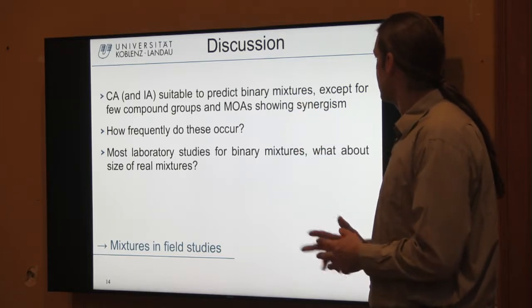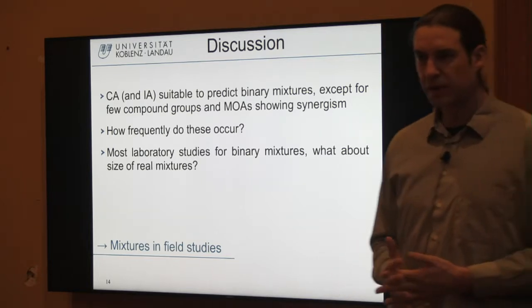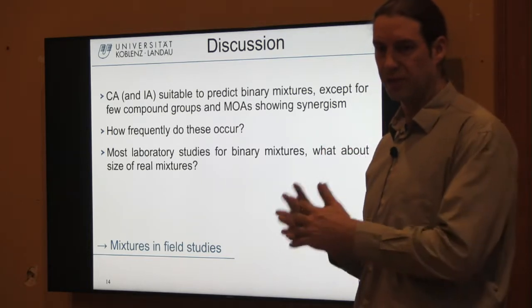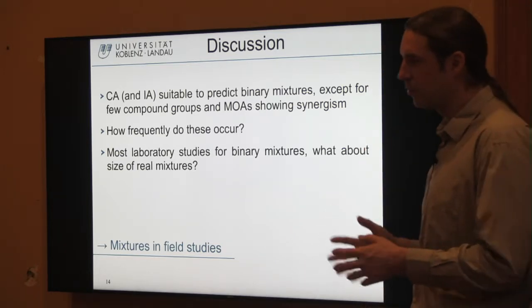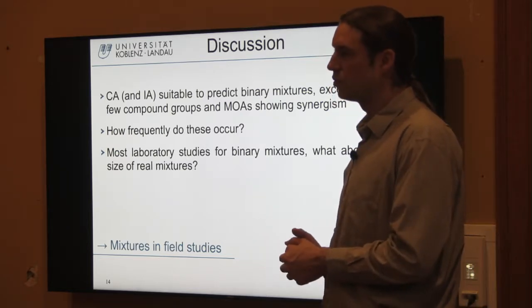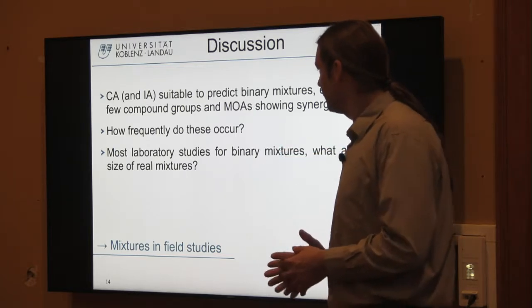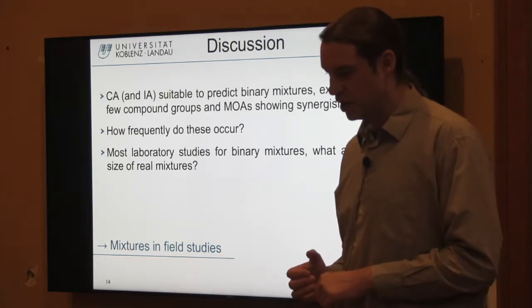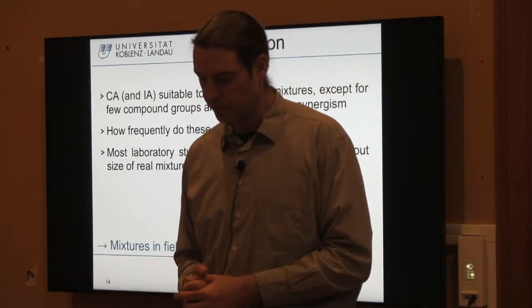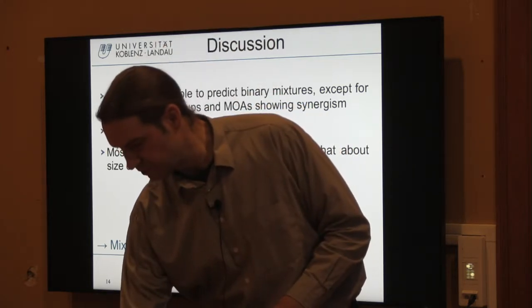And we know that this occurs for a couple of compounds, so we could ask the question, how frequently do these compounds that cause synergism actually occur jointly in the environment? Because if we want to be predictive, then we need to know what's happening in the environment. And then we could ask the question as well, well, most of these studies were for binary mixtures, but what's the size of real mixtures? And would this change the picture? And here I'm presenting a couple of studies from the field situation.